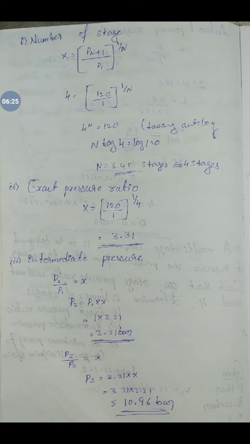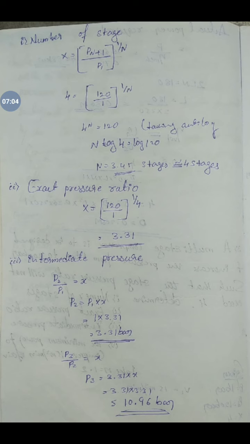Now to determine the intermediate pressures, we know that P2 by P1 is equal to x. From this, P2 equals P1 into x. P1 is the suction pressure, 1 bar, and x we have found as 3.31. So we get P2 is equal to 3.31 bar. Also we know that P3 by P2 is equal to x. From this, P3 is equal to x into P2. P2 is 3.31 bar and x is also 3.31. So 3.31 into 3.31 gives 10.96 bar.